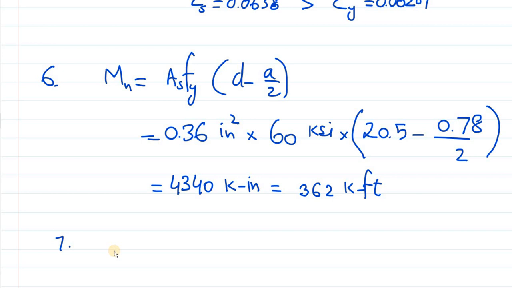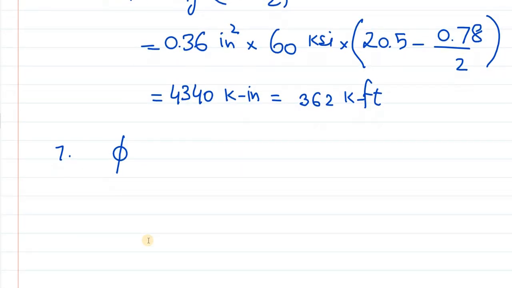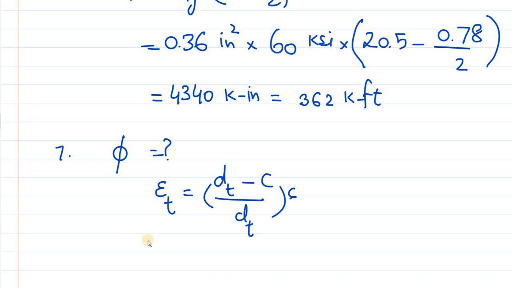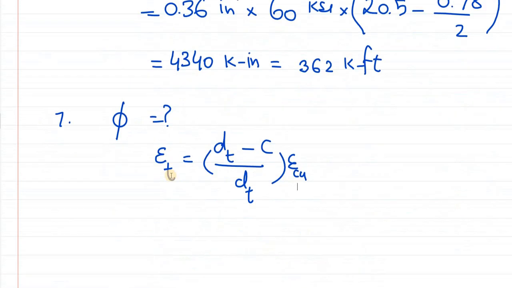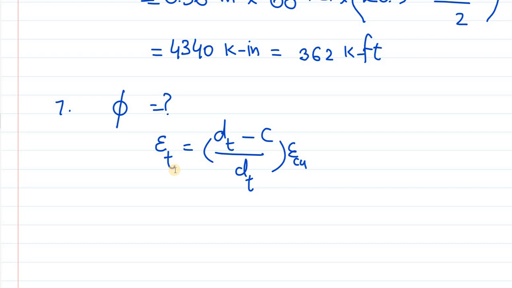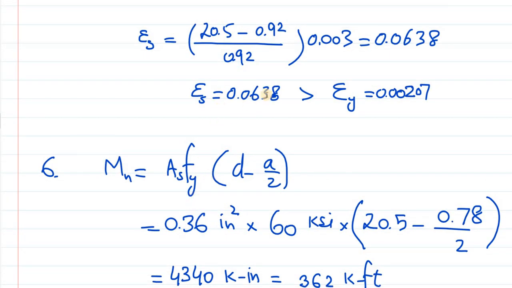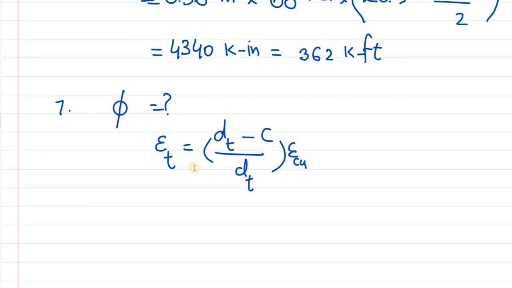Next we need to calculate phi. Now phi, if you remember, depends upon whether the section is tension control, compression control, or transition section. In this case, the phi value depends upon epsilon t, in fact. So epsilon t is dt minus c over dt into epsilon cu. Now of course, if epsilon s value is 0.0638, epsilon t value is in this case slightly even greater than epsilon s. So this value is definitely going to be greater than 0.005. So you need not calculate it. You don't need to know the exact value.